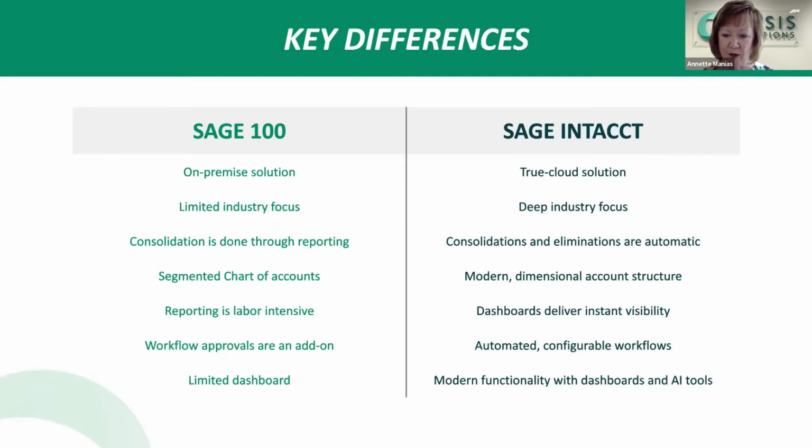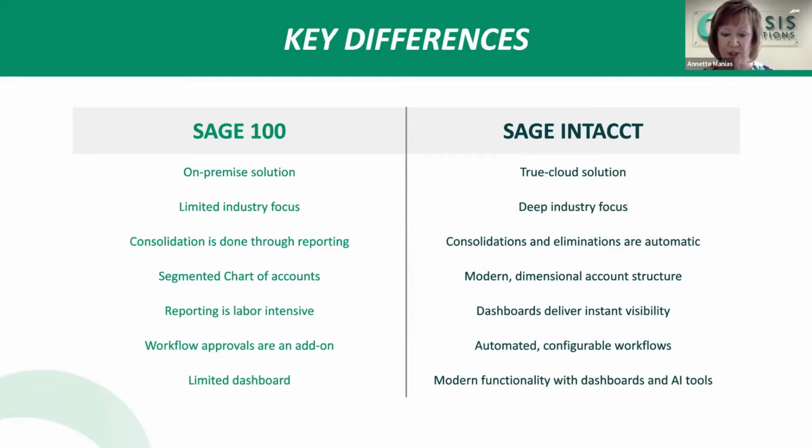If you have multiple companies and you had to do eliminations between the companies, you can do that in Sage 100, but it's done through reporting, whereas in Sage Intacct, it's done through the general ledger. So it's not just a reporting functionality. Again, it works both ways. It just depends on how you want to do it.